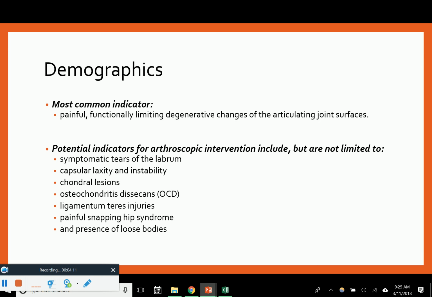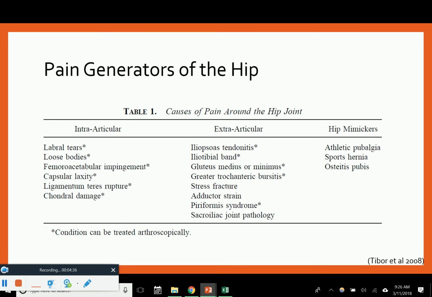So demographics, most common indicator is a painful, functionally limiting degenerative change of the articulating joint surfaces of the hip. Potential indicators for arthroscopic intervention include, but are not limited to, symptomatic tears of the labrum, capsular laxity and instability, chondral lesions, osteochondritis dissecans, if you guys remember that one from the elbow, ligamentum teres injuries, painful snapping hip syndrome, and the presence of loose bodies.